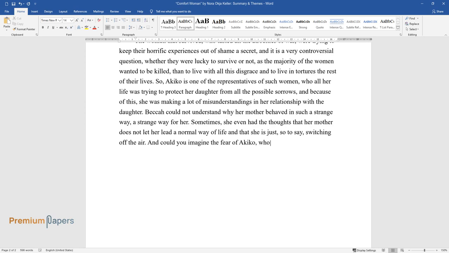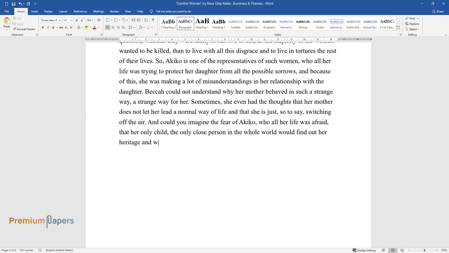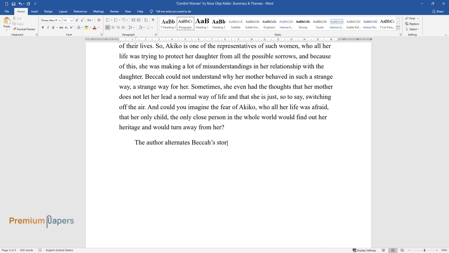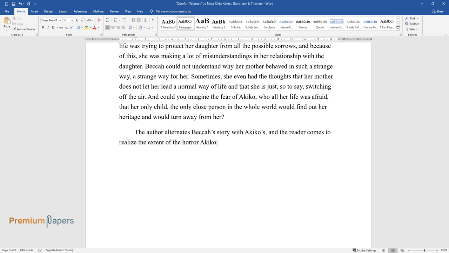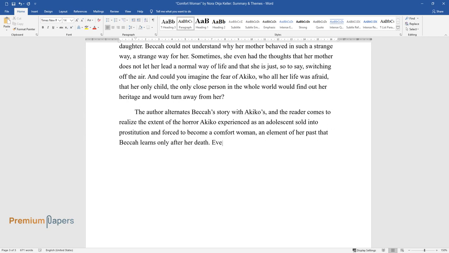And could you imagine the fear of Akiko, who all her life was afraid that her only child, the only close person in the whole world, would find out her heritage and would turn away from her? The author alternates Becca's story with Akiko's, and the reader comes to realize the extent of the horror Akiko experienced as an adolescent sold into prostitution and forced to become a comfort woman, an element of her past that Becca learns only after her death.